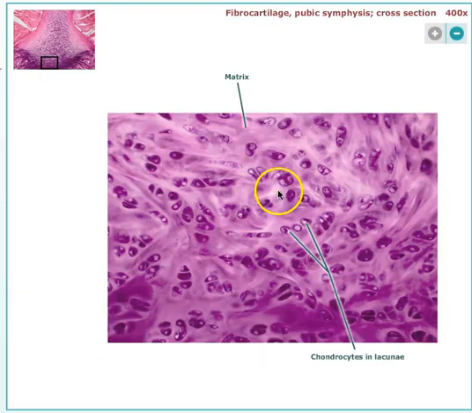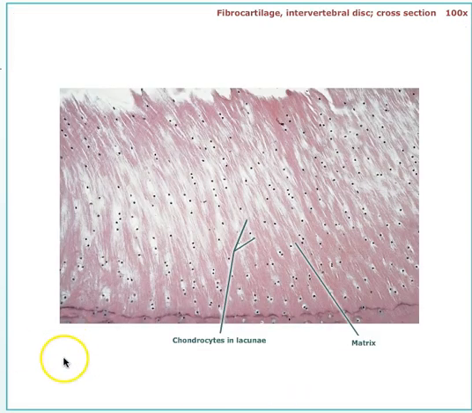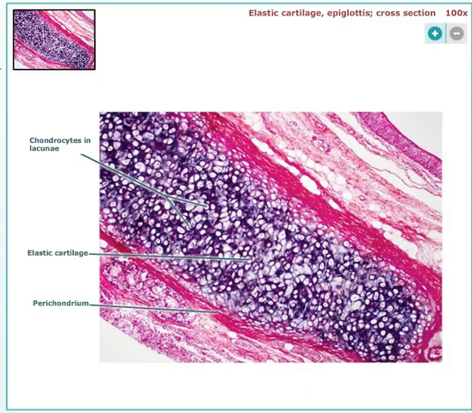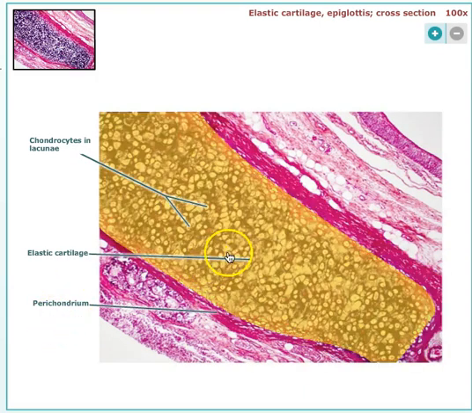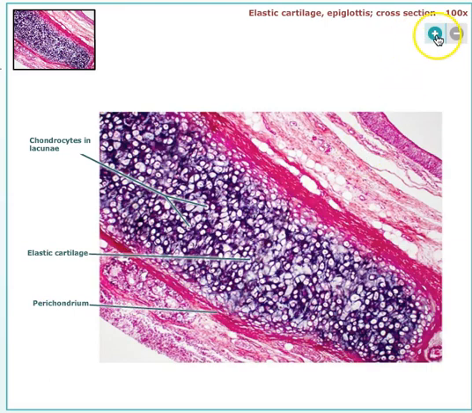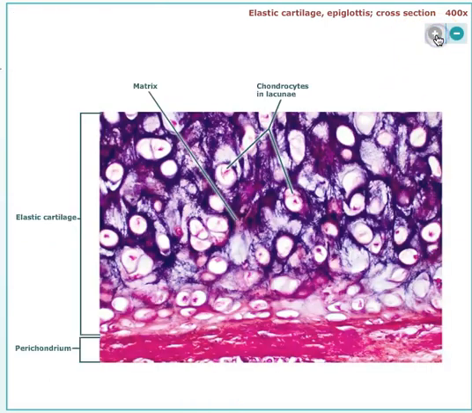Here's the fibrocartilage again. Notice again that these chondrocytes and lacuna are much more tightly packed together. And here's more fibrocartilage. Here, this is the intervertebral disc. And here's elastic cartilage. Let's go up in magnification so we can really look at that.